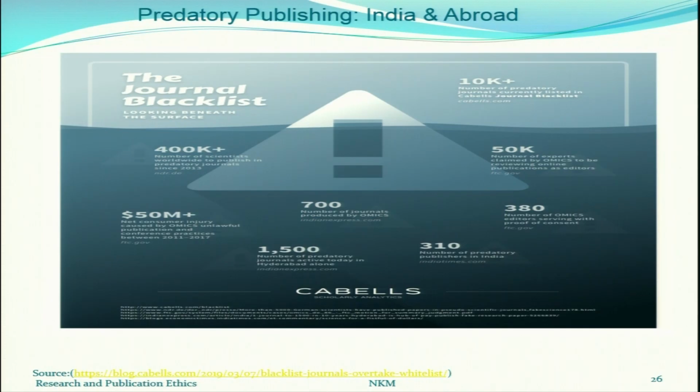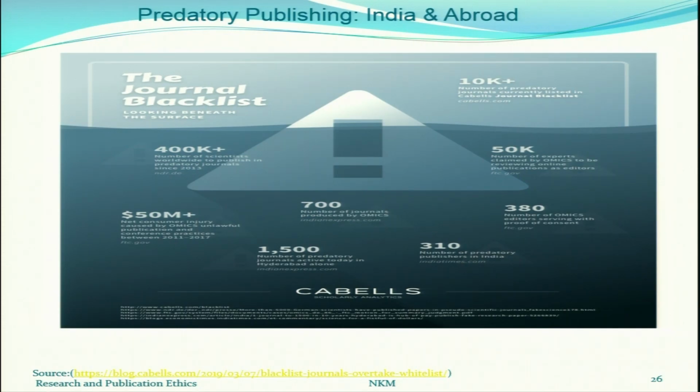So let's try to understand predatory publishing, how it exists in India and abroad. Let's try to understand this through the journal blacklist. Let's try to analyze this data. So we see the point here.